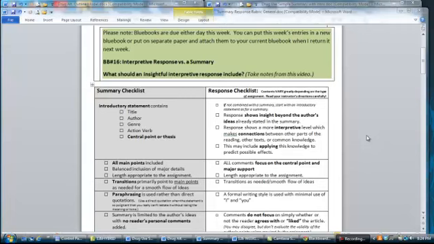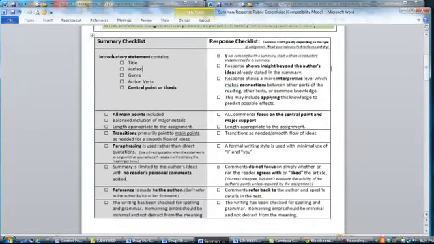In class, we'll be going over what a summary contains. And as a quick review, a summary is simply a shortened version of your original text, but it contains only the main ideas and relevant major details. On the left, I have a summary checklist, highlighted blue, and this is what we will be going over during class. You can look at yours.